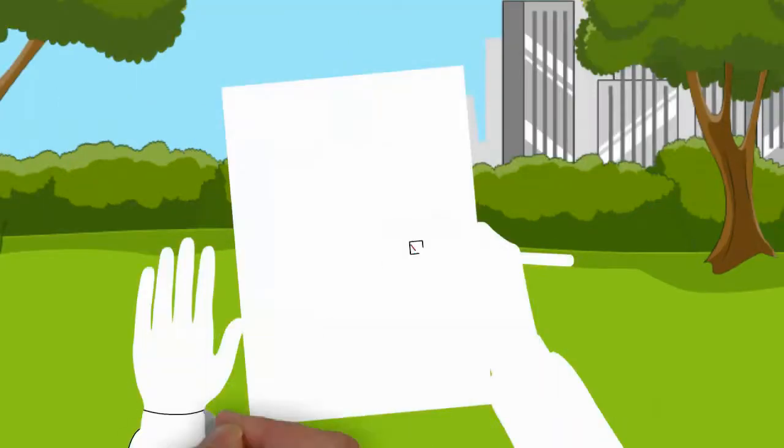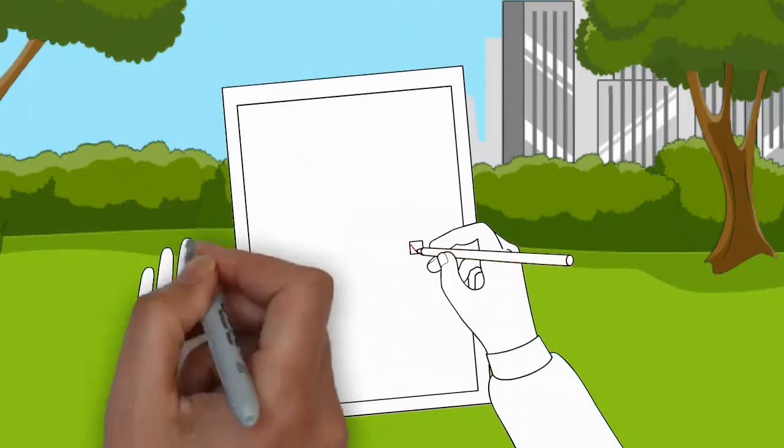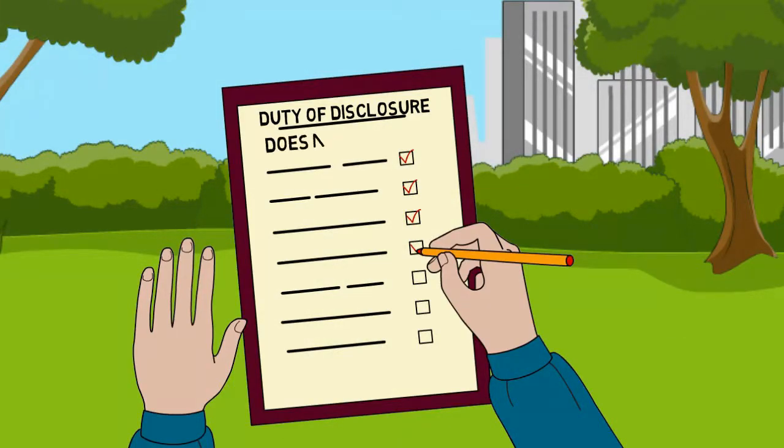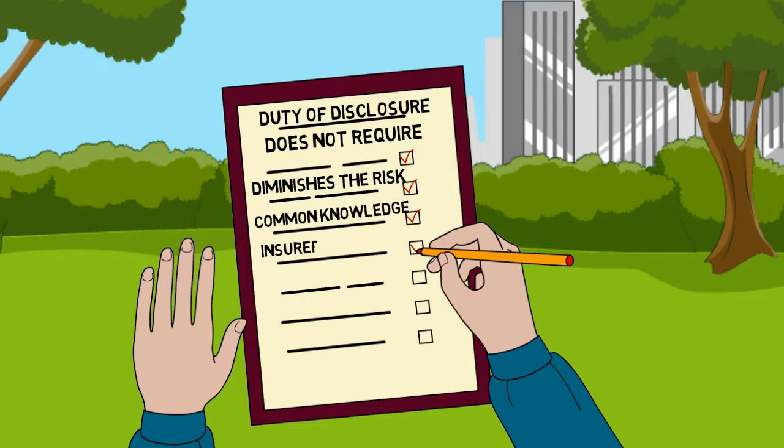of life insurance. Your duty of disclosure, however, does not require disclosure of a matter that diminishes the risk to be undertaken by the insurer, that is common knowledge, that your insurer knows or, in the ordinary course of business, ought to know, if compliance with your duty in relation to that matter is waived by the insurer.